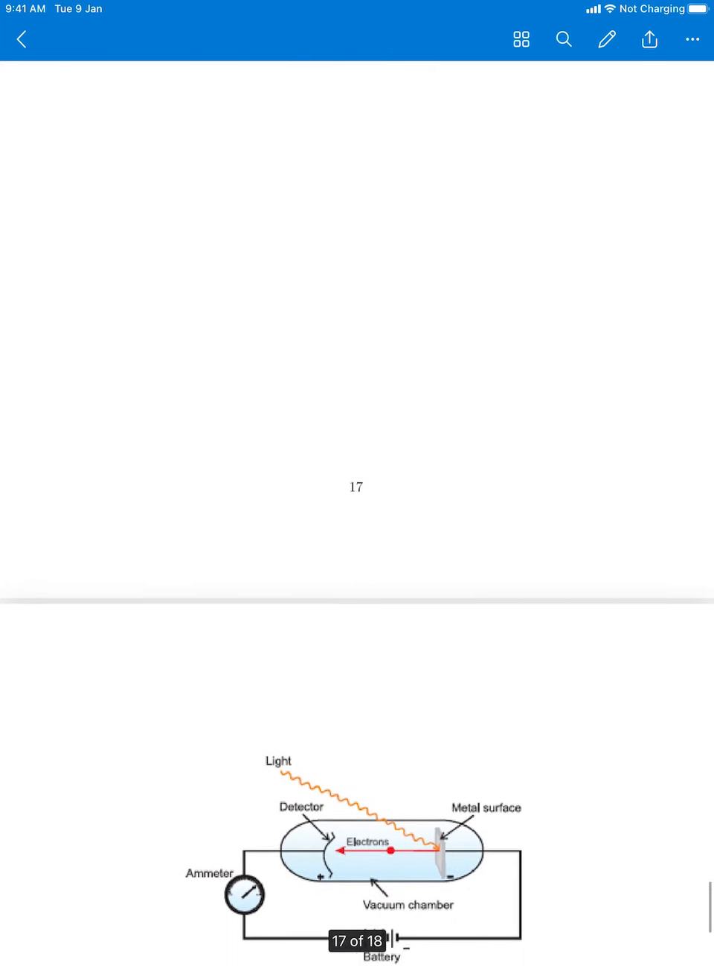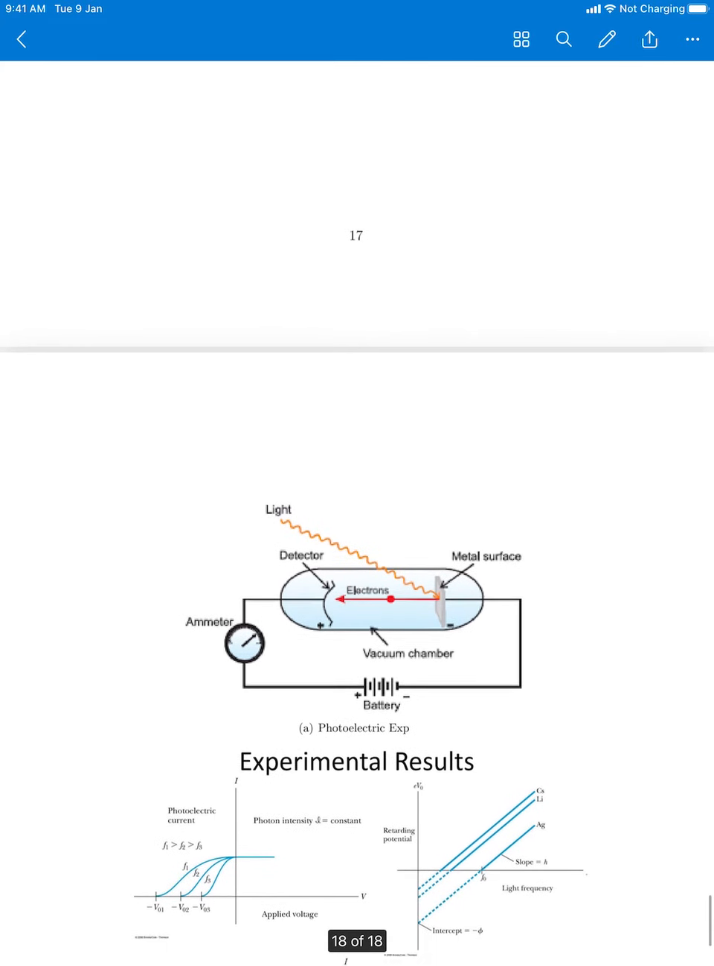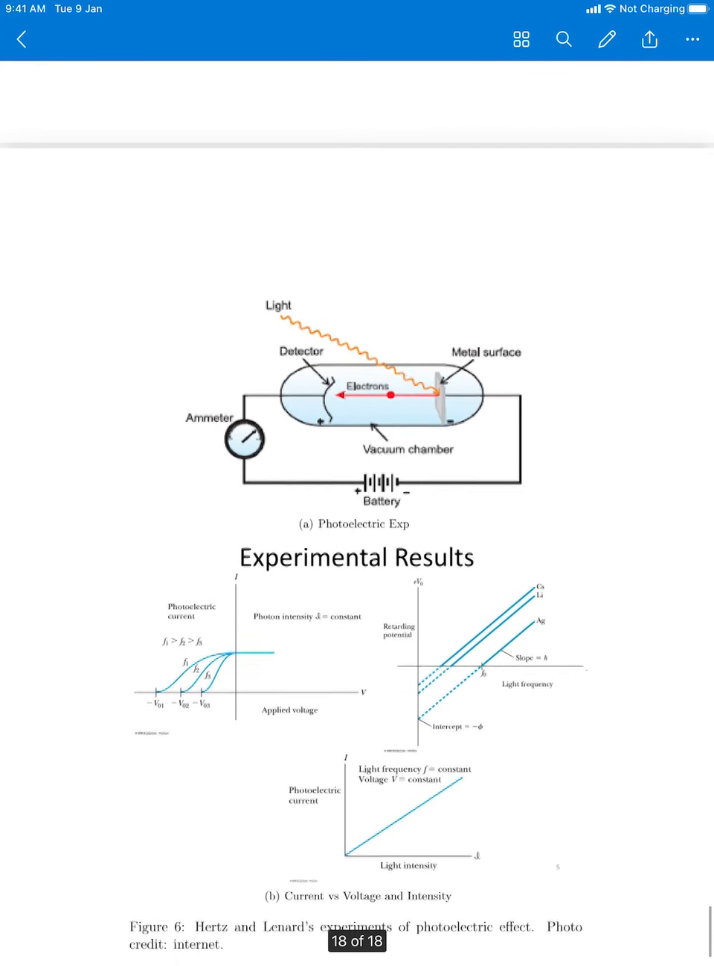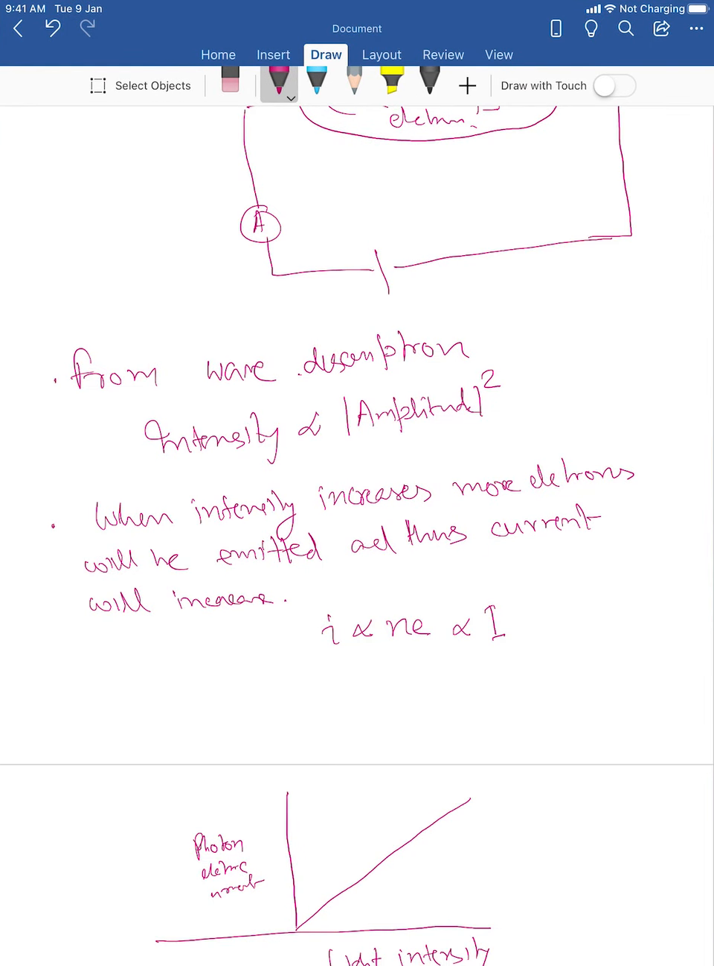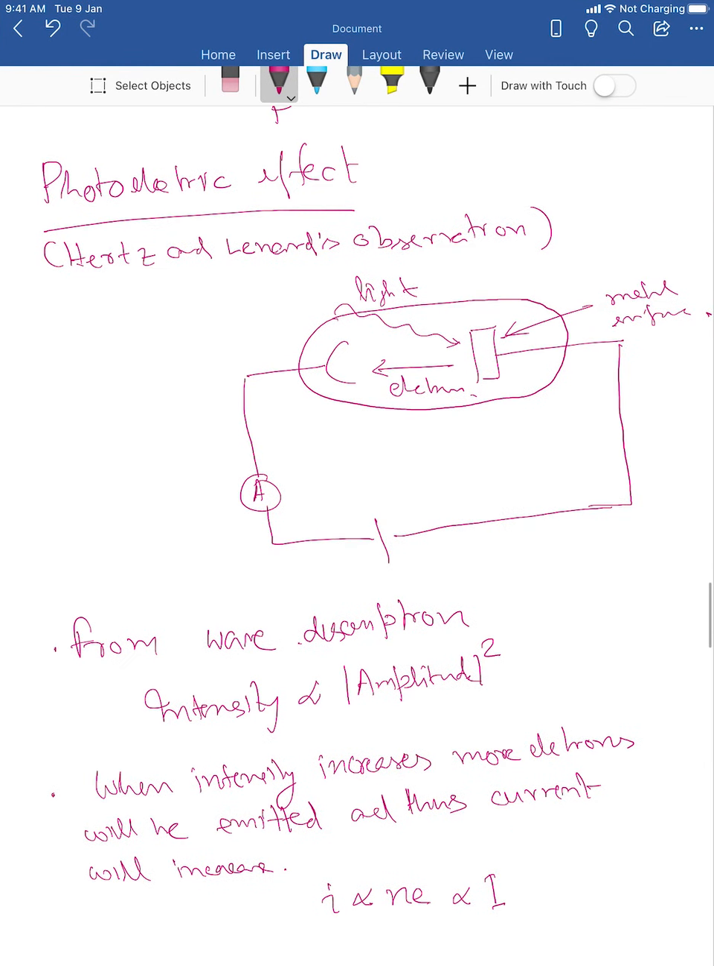So let us now go to the first experiment, which is by Hertz and Lenard. I'll use this whiteboard because I could not LaTeX the whole thing, but the basic equations are in the LaTeX already. But these experiments, I don't know if you do them in the lab or not.